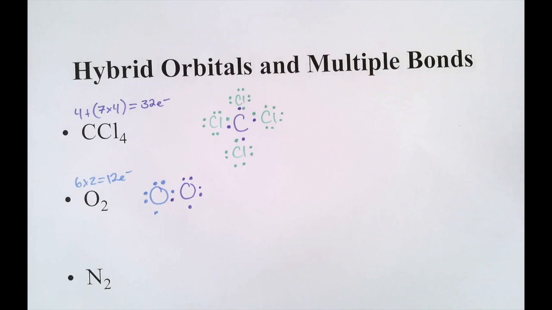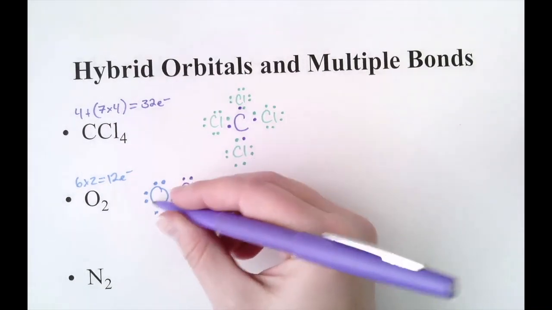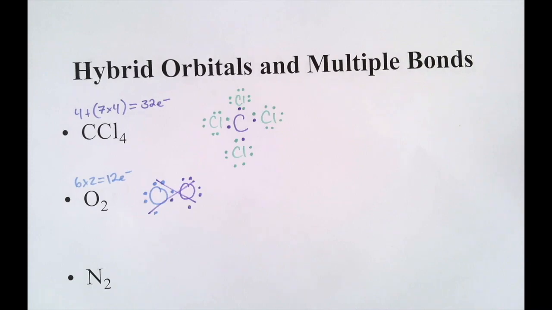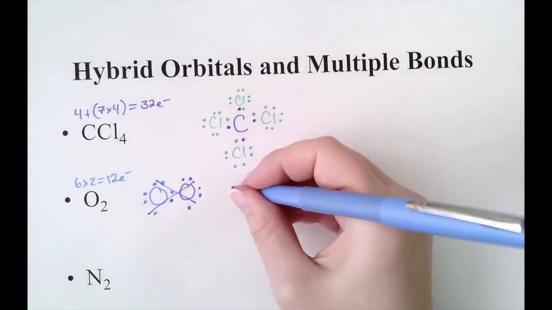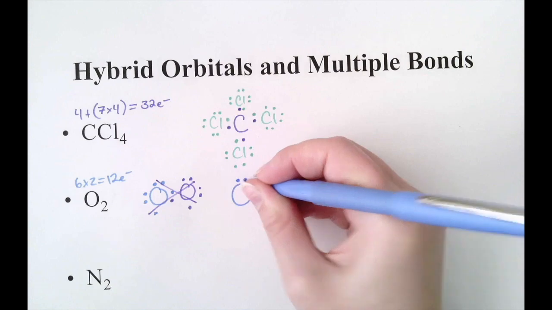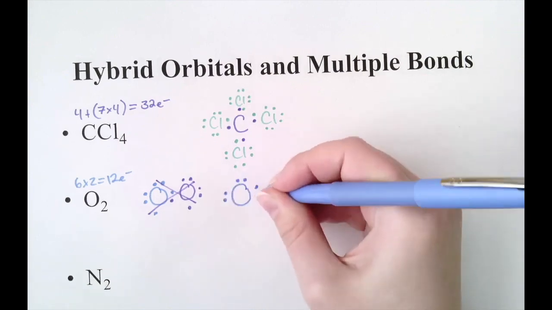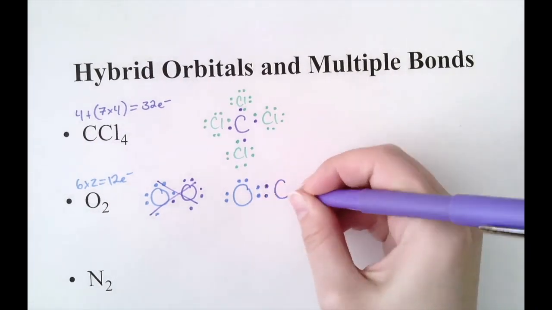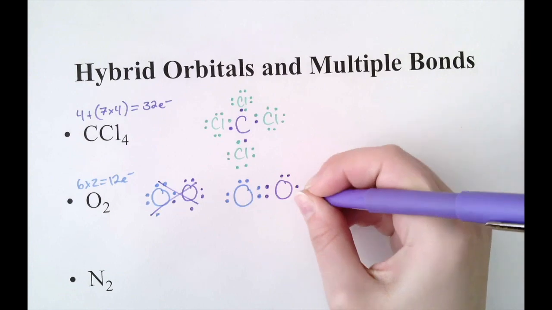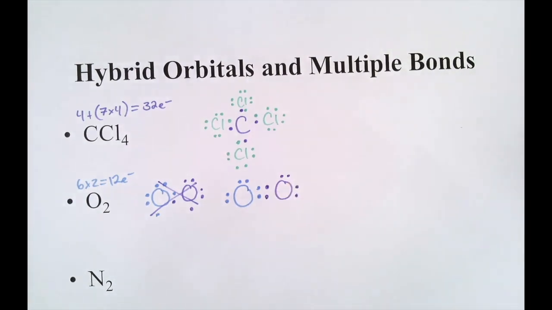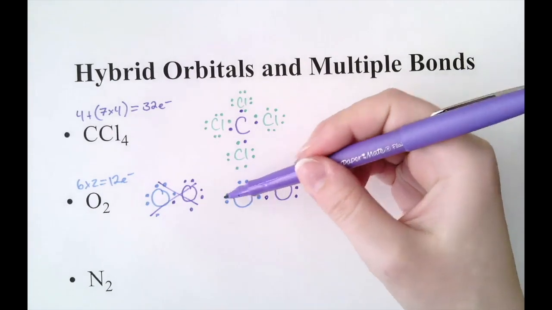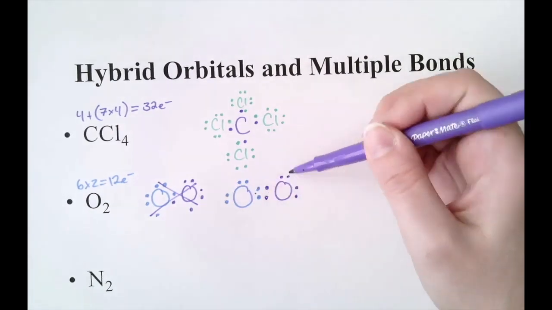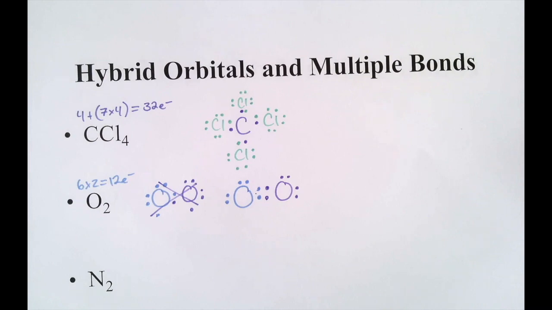So what they're actually going to do is share 2 pairs of electrons. So our dot structure isn't going to look like this, but actually the dot structure will look like this. Now, if we count it up, each oxygen has 2, 4, 6, 8 valence electrons, just like they wanted. And in fact, when 2 pairs of electrons are being shared, we call this a double bond.